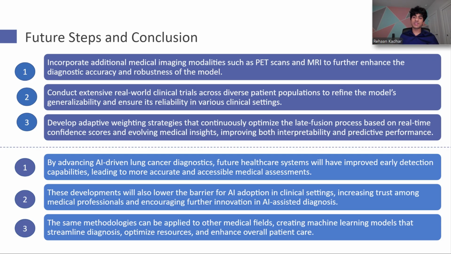So overall, what are our next steps and conclusion? For next steps, we want to incorporate additional medical imaging such as PET scans or MRI to further enhance the diagnosis accuracy and robustness of the model. We also want to develop adaptive weighting strategies to continuously optimize the late fusion process based on real-time confidence scores and evolving medical insights, improving both interpretability and predictive performance.